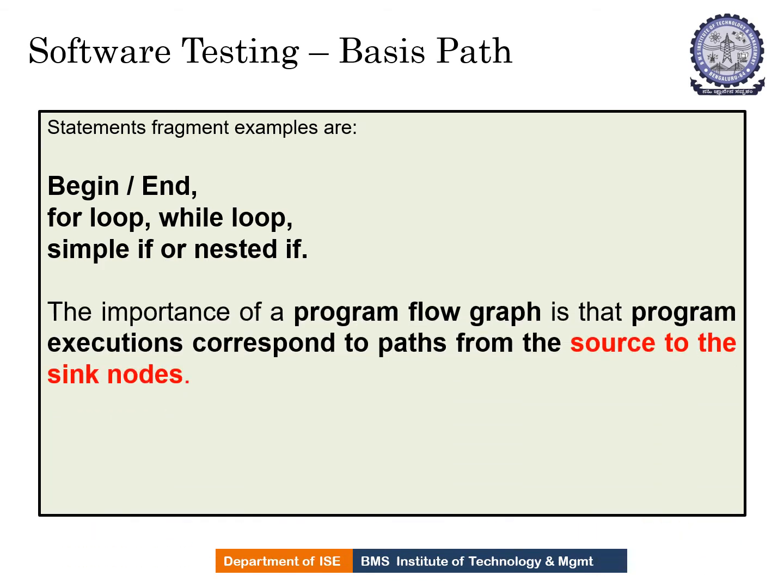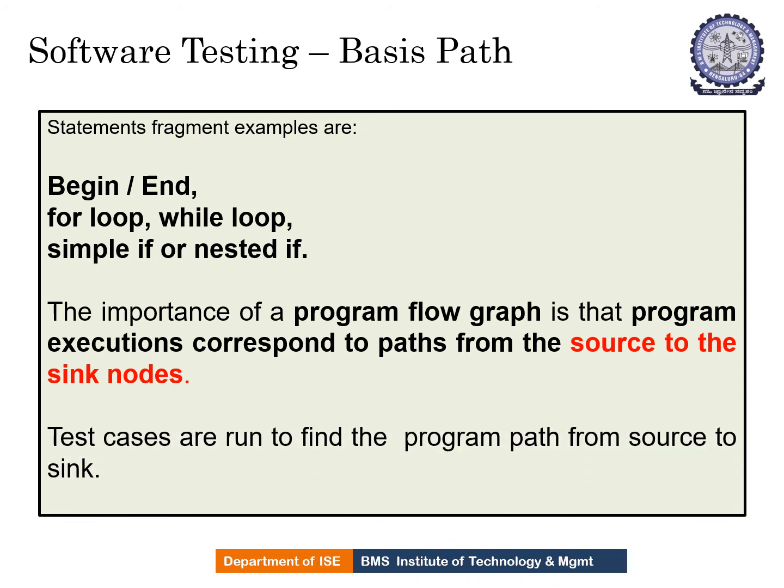The importance of the program flow graph is that program execution corresponds to a path from the source to the sink node, from line number 1 to line number n. The program flow graph should run from line number 1 to line number n. So we should have a single entry and a single exit while executing the program.